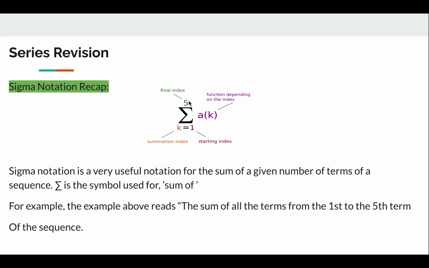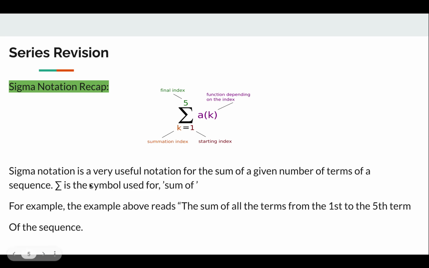The top number over here is telling us what we're summing to. The bottom number is telling us where we're starting. So these are indexes. The bottom is telling us where we're starting. The top is telling us for what value we're ending. And then this is the function over here, or this is the actual series itself.